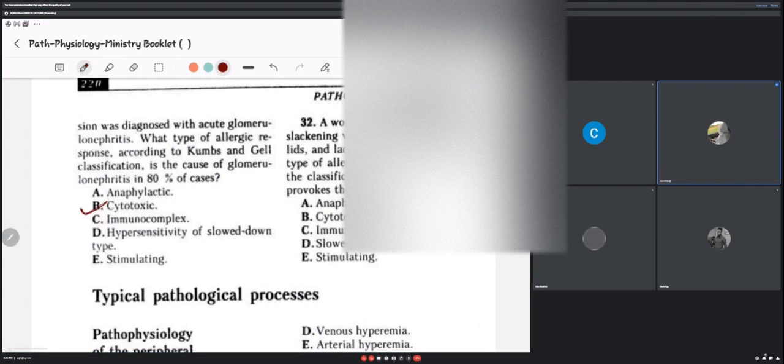So 32, a man complains of rhinitis, a slackening voice, reddening of the eye. We still have the same. A woman with complaints of rhinitis, slackening of voice, reddening of the eye, lacrimation in spring. What type of allergy response, according to classification of Coombs and Gell, provokes this disease? Okay, let me see the other question on Coombs test first.